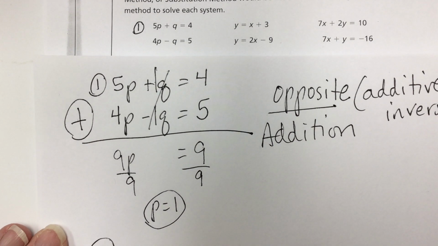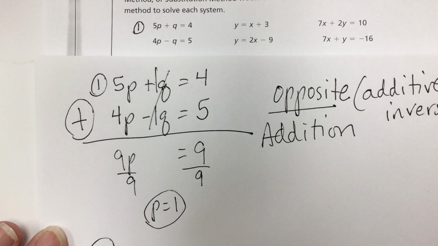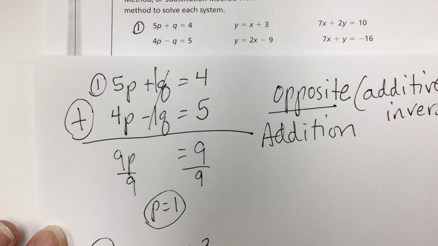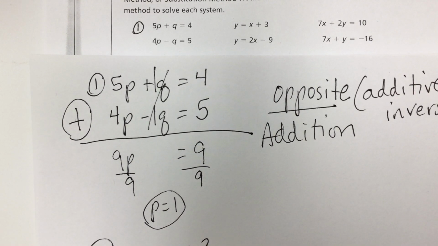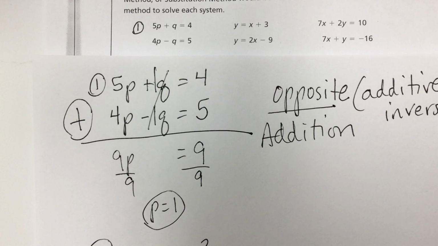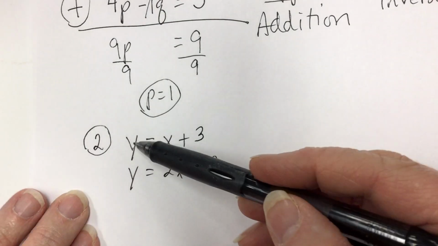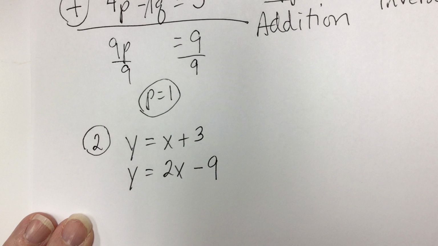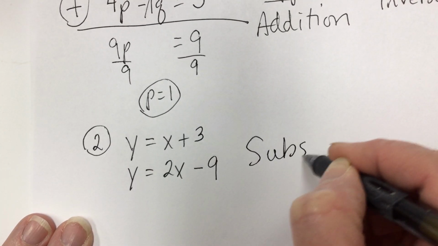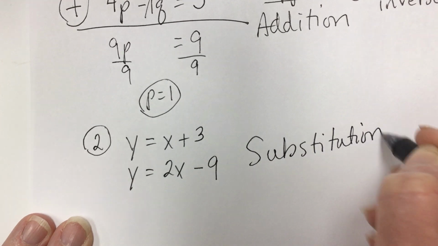Next, let's look at number 2. For number 2, I have y equals x plus 3 and y equals 2x minus 9. So looking at this problem, they are lined up, but also I notice that they're already solved for a specific letter. So if you already have one of the equations solved for a specific letter, the best method to use is substitution. Substitution would be the best method.